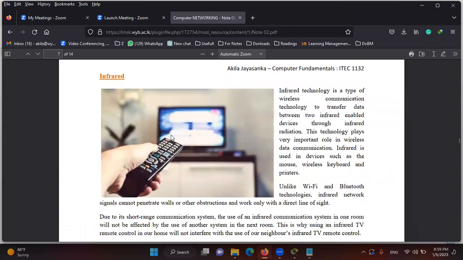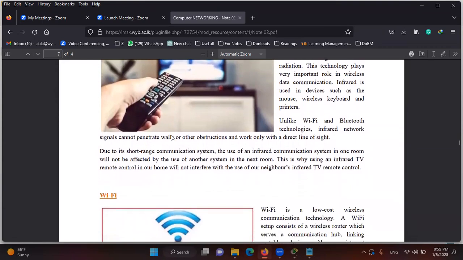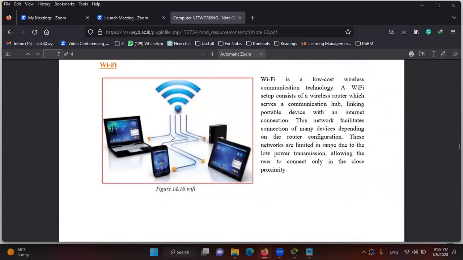Then infrared. Normally I think you have seen infrared in remote controls. So remote controls වගේ තියෙන මේ infrared කියන signal එක, it's also a wireless signal that we can use for communication. Infrared. And then Wi-Fi, I think you all have used Wi-Fi, right? So in our home, we have Wi-Fi routers. So we have connected our devices to Wi-Fi routers like that. So Wi-Fi is the popular communication media in wireless networking.